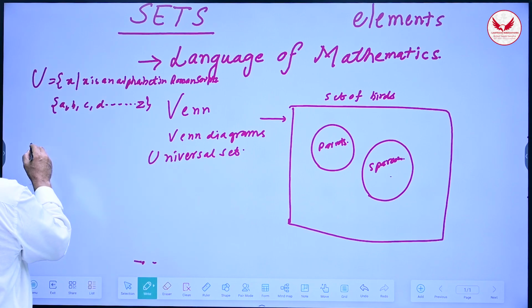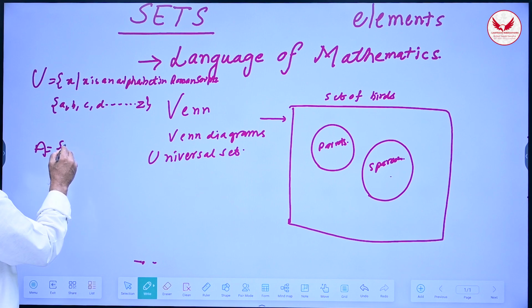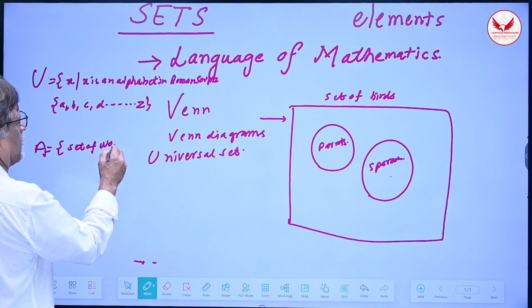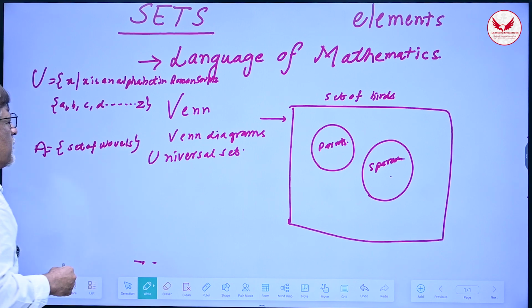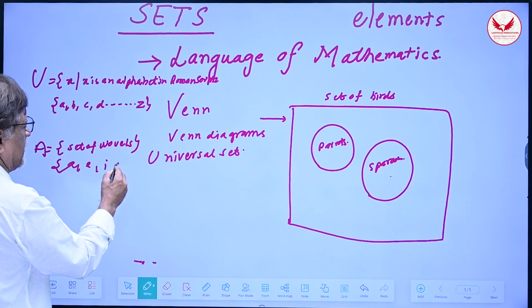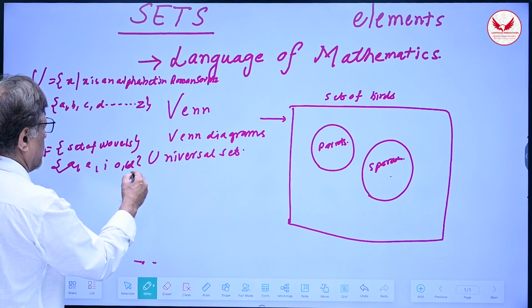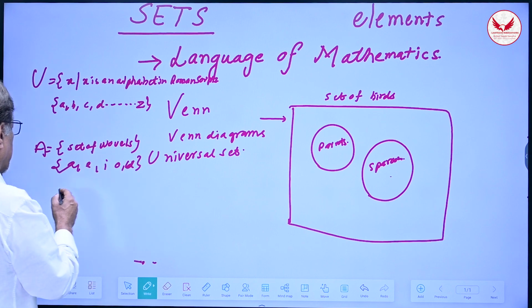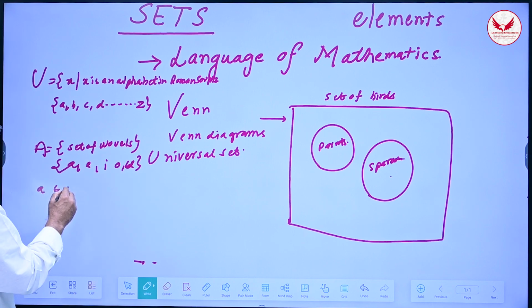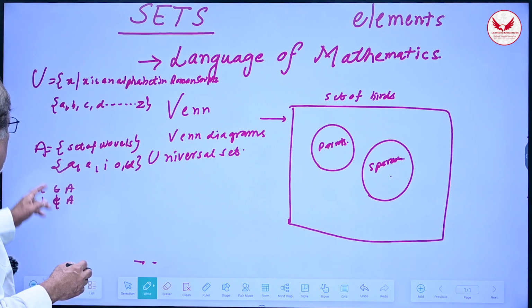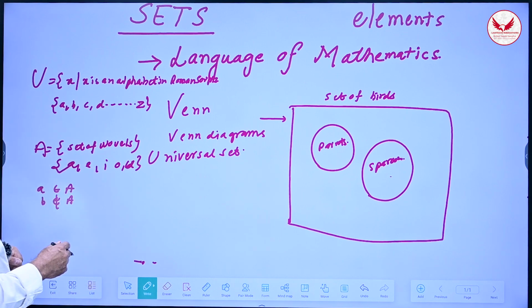Now, if I talk about A, that is set of vowels. Okay. Now, what is set of vowels? That is A, E, I, O, and U. You all know these are the vowels. Others are what? Consonants, right? So, for example, small a belongs to capital A, right? But b does not belong to capital A, right? Because a is a vowel and b is not a vowel. So, a is a member of A, b is not a member of A, correct?